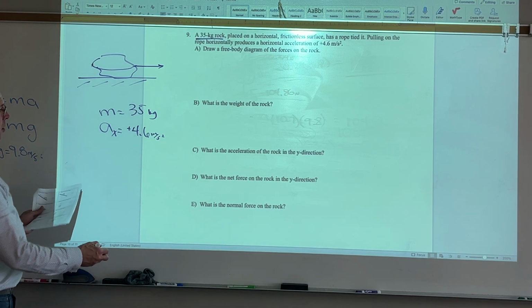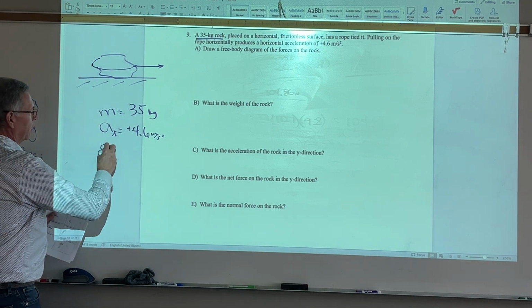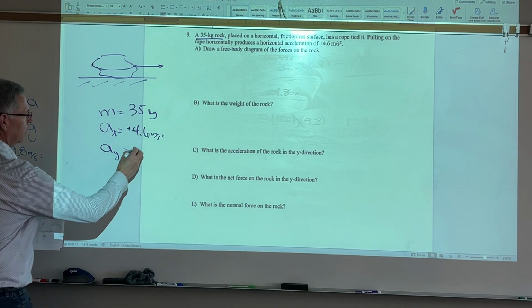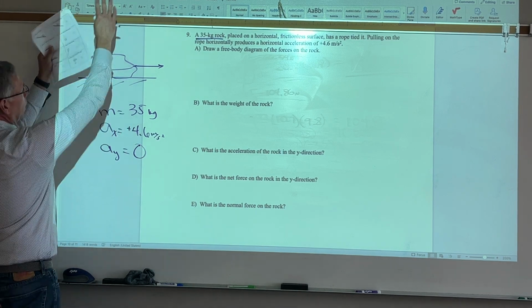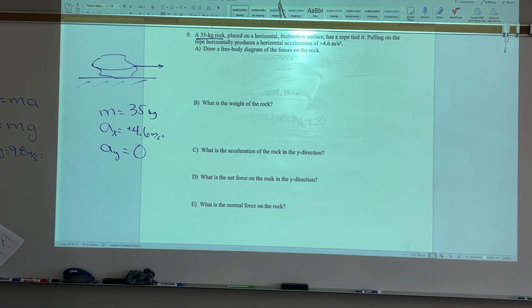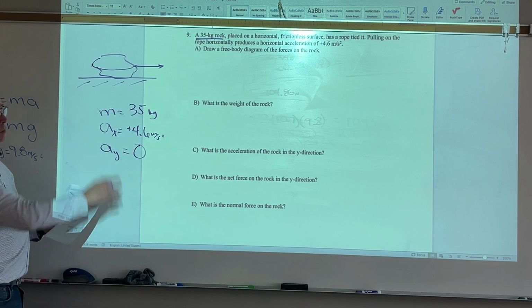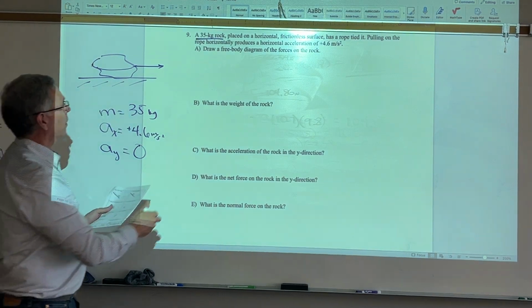It's on a surface and it's not rising or falling. Can anybody tell me what the acceleration in the y direction would be? Zero. Good. It's not being lifted off the surface. It's not falling through the surface. Okay. So those are some things that we know that are given from the context of the problem.